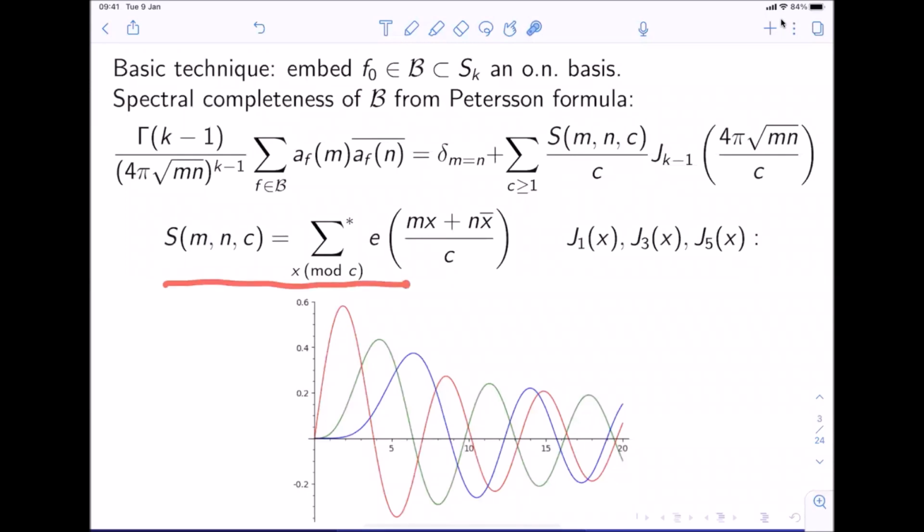Here's the definition of the Kloosterman sum. And then it's useful to think of these J-Bessel functions in terms of a picture. Here I've plotted J1, J3, and J5, so you can take a look at it. All that really matters for what follows is the behavior near 0 right here. For those, we just have to know that J_{k-1}(x) is asymptotic to some constant times x to the k minus 1. So you can see that for J1, J3, and J5 here.